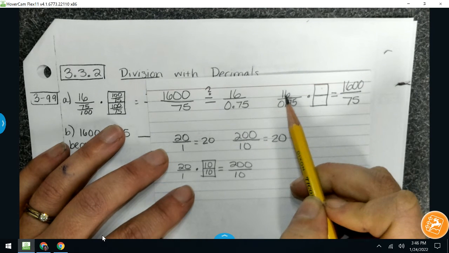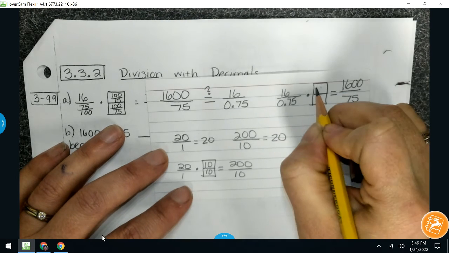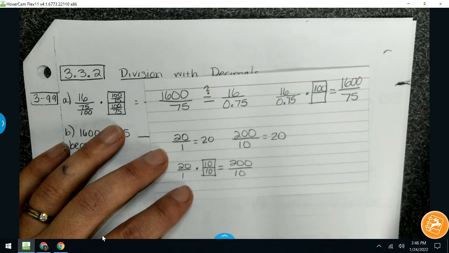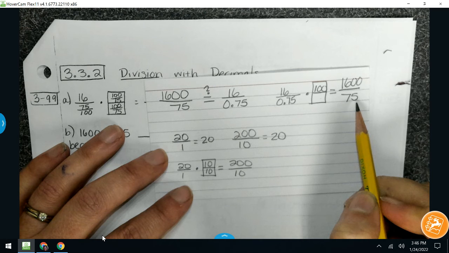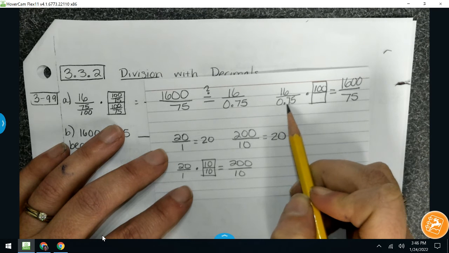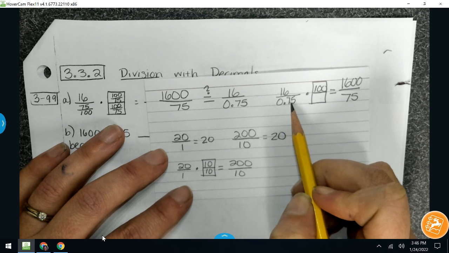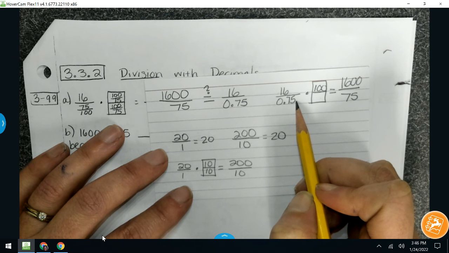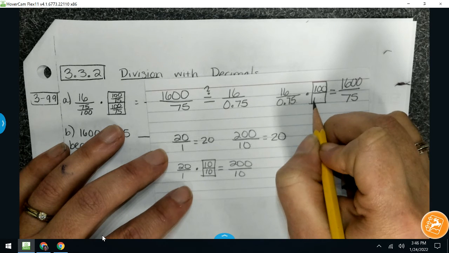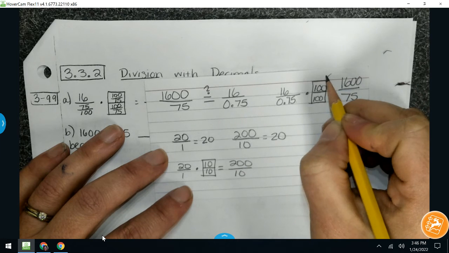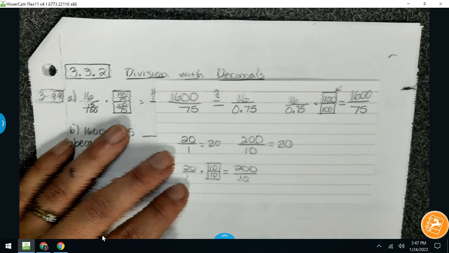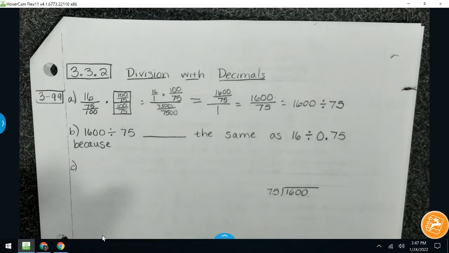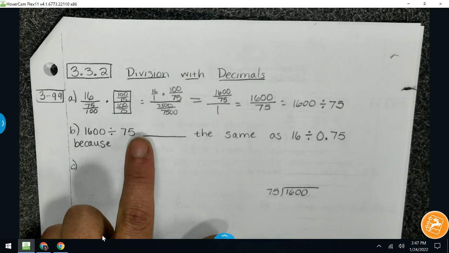Some kids can see that 16 times something equals 1600 would be 100. What do I multiply 0.75 by to make it just 75? If I look at how I move my decimals, that helps me. If I move my decimal one spot, that's multiplying by 10. Two spots is multiplying by 100. Because I have a giant 1 right here, they are equal to each other. They're equivalent fractions.